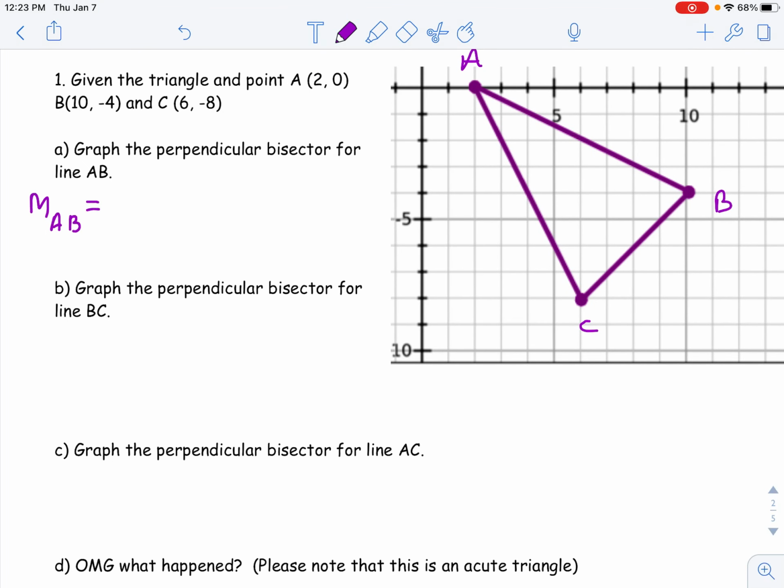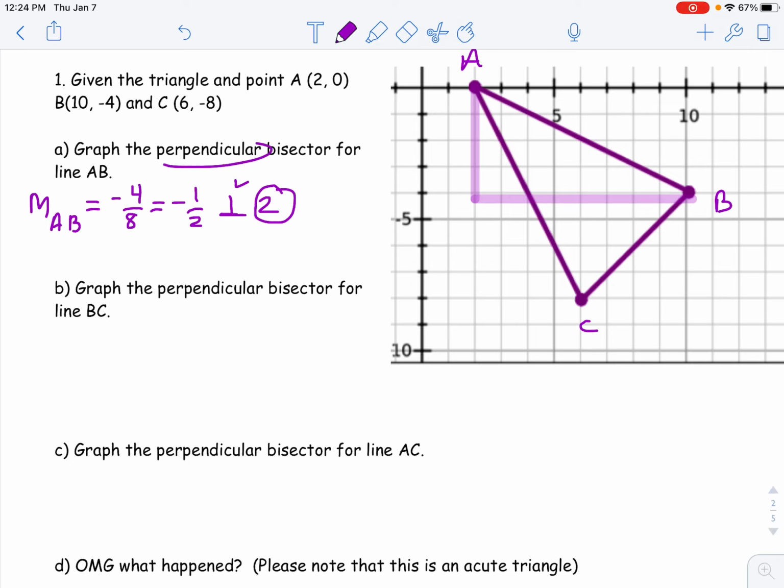So slope of AB is, again, we're just gonna do a lot of counting, make this easy on ourselves, down 4 over 8. All right, so it's down 4 over 8, also known as negative 1/2. So perpendicular slope to negative 1/2 would be 2. All right, so my new slope is 2.